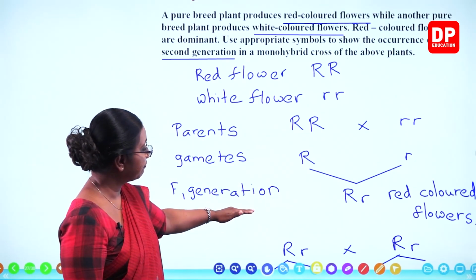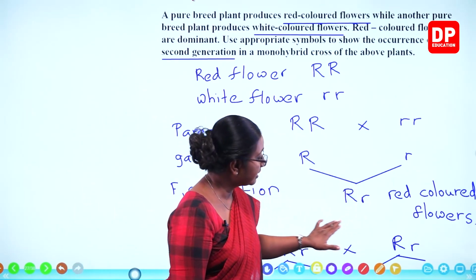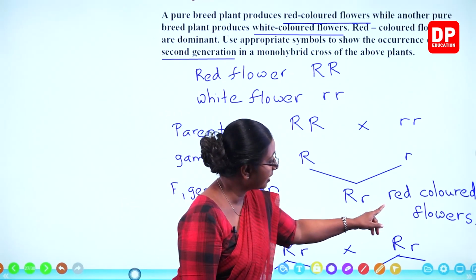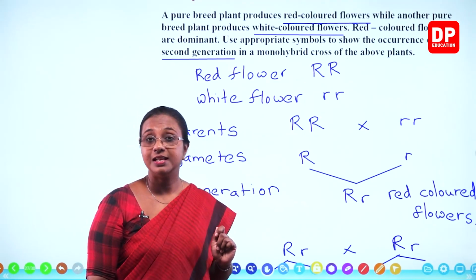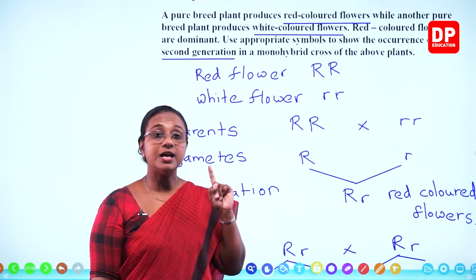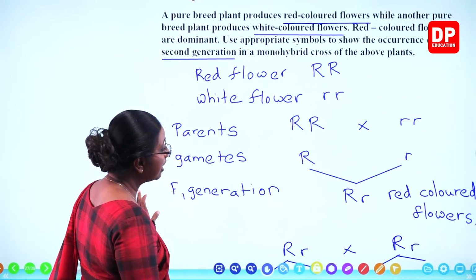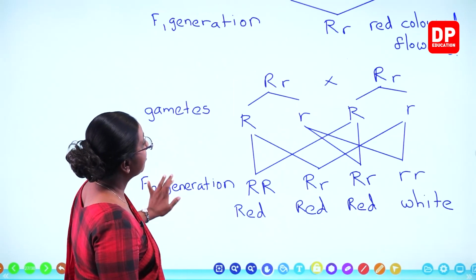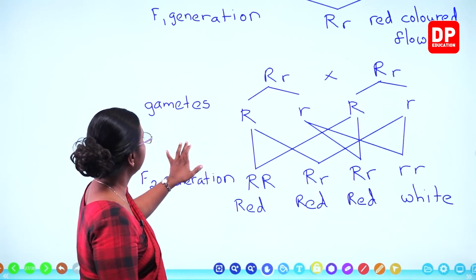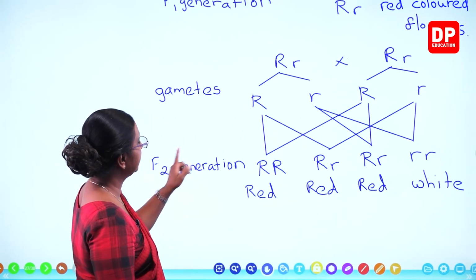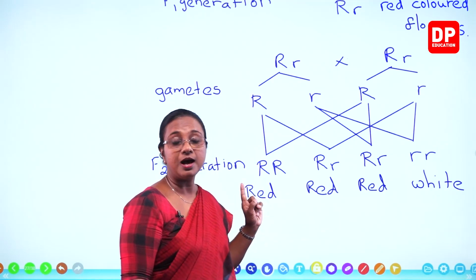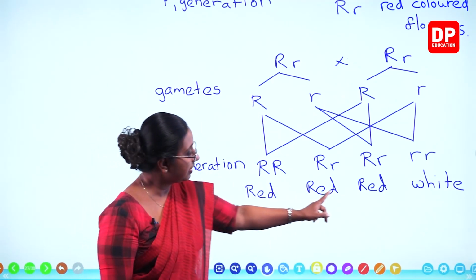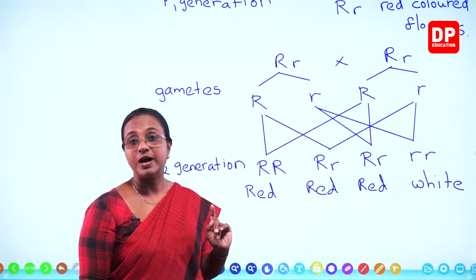So therefore the F1 generation gets the heterozygous nature, capital R, simple R, where all the flowers are red in color. Only one phenotype, only one genotype. All are with red color flowers. Then here we have them as the parents, and then you have the gametes, capital R and simple R from both parents, and when that is combined, you get 3 red flowers and 1 white flower.